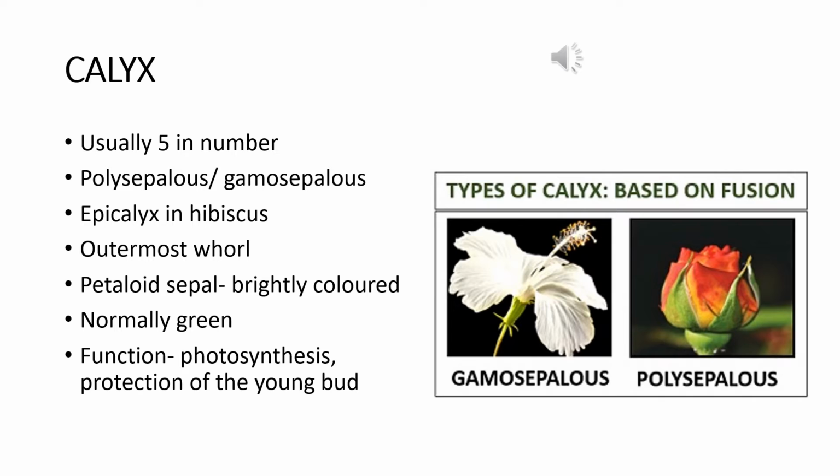In hibiscus, there might be some other part at the base of the calyx, which is called the apicalyx. Now, since they are green in color, the main function of the calyx is that it can do photosynthesis, and in the bud situation, it is also protecting the young bud.